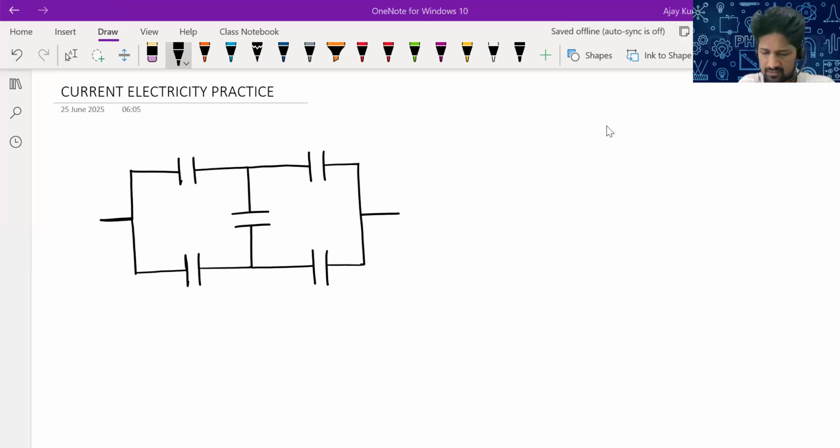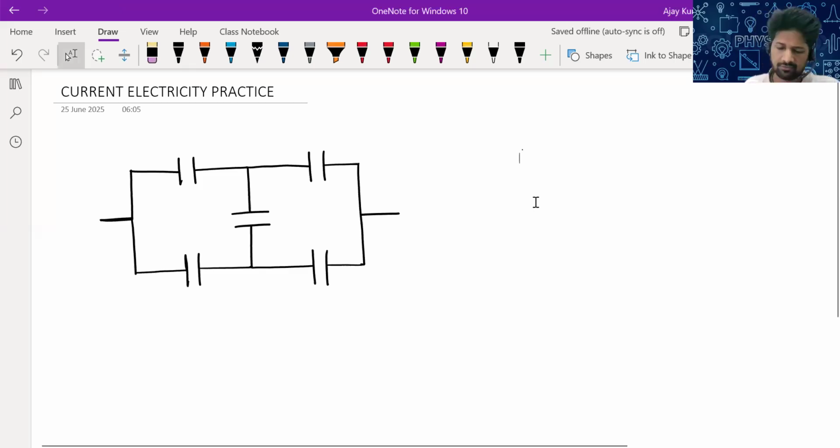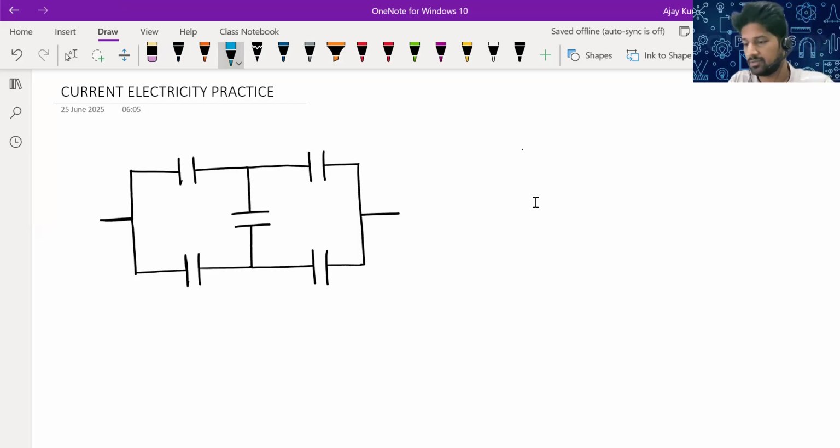Right. Consider this case, all of you. This is basically a Wheatstone bridge of capacitors. We had discussed how to deal with a Wheatstone bridge in case of resistors. In case of capacitors also, you do the same thing.